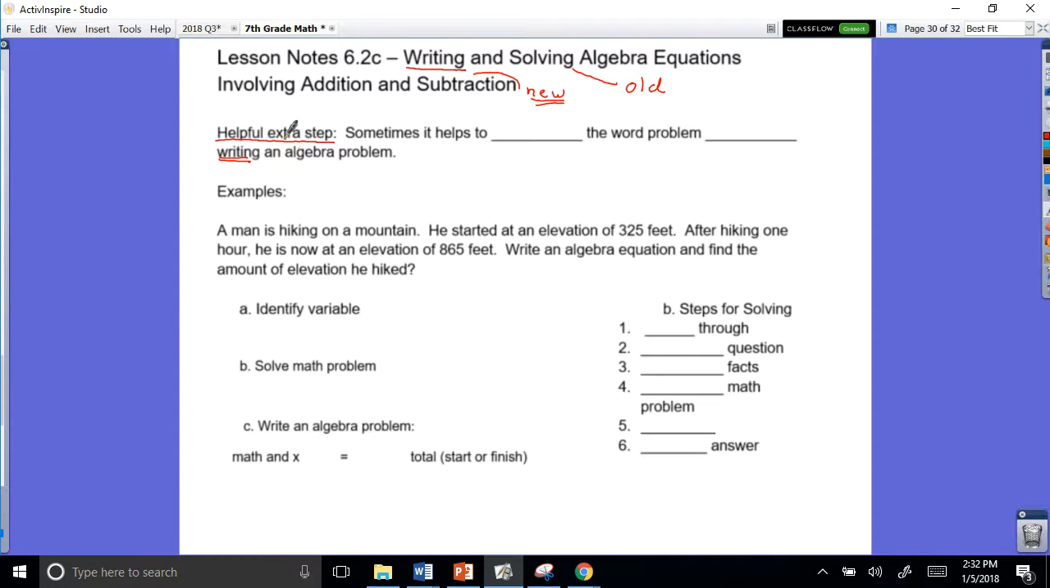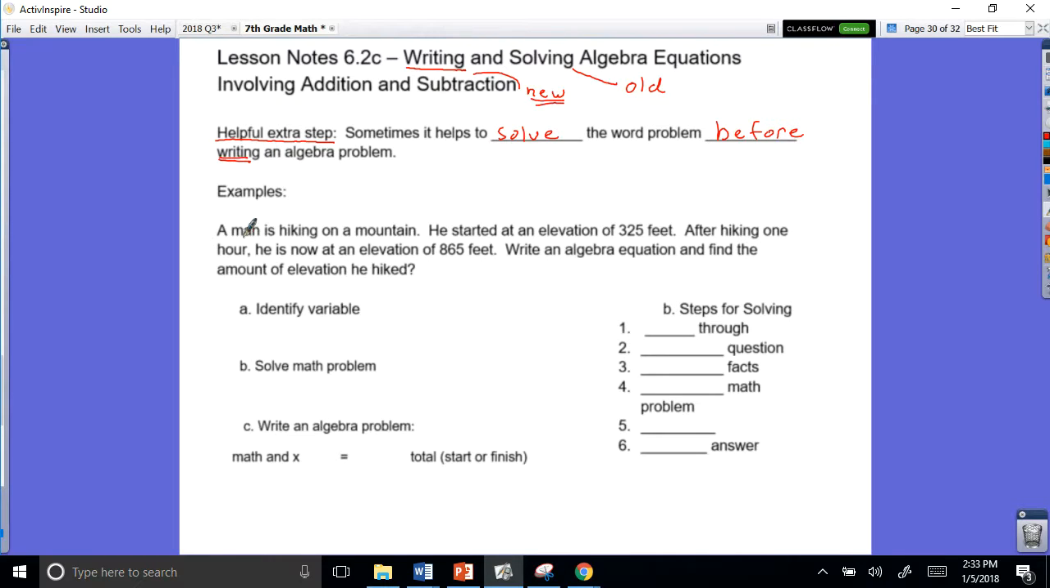Here's the helpful extra step: sometimes it helps to solve the word problem before writing an algebra problem. That's what we're going to do today. When we look at these word problems, we're going to solve them first. We're going to use this extra step. We're going to solve them, and then we're going to write our algebra problem. So I'll show you how this works.